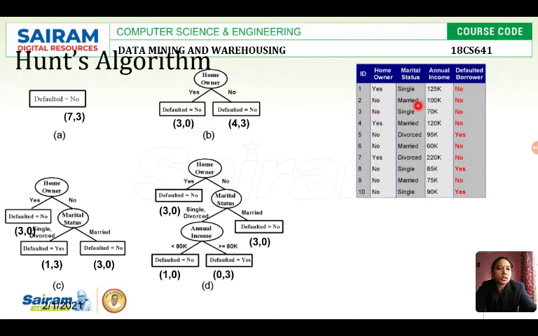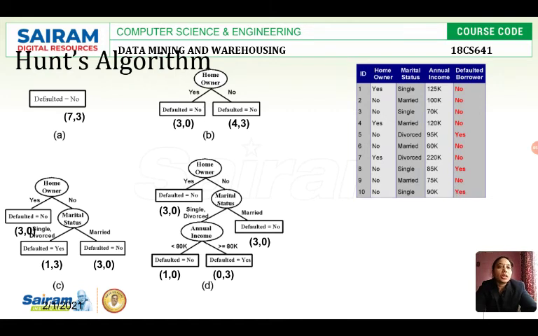Not homeowners. See, no, no. Here also no, no. And here no, no. So they are not defaulted borrowers and they are not homeowners. So there are 4. But they are not homeowners and they are defaulted borrowers are there. That is no, they are not homeowners but they are defaulted borrowers. Yes. They are not homeowners, they are defaulted borrowers.